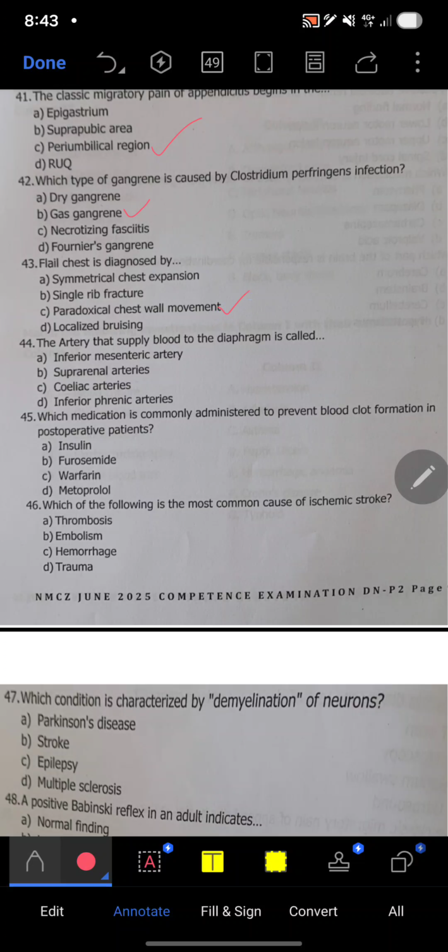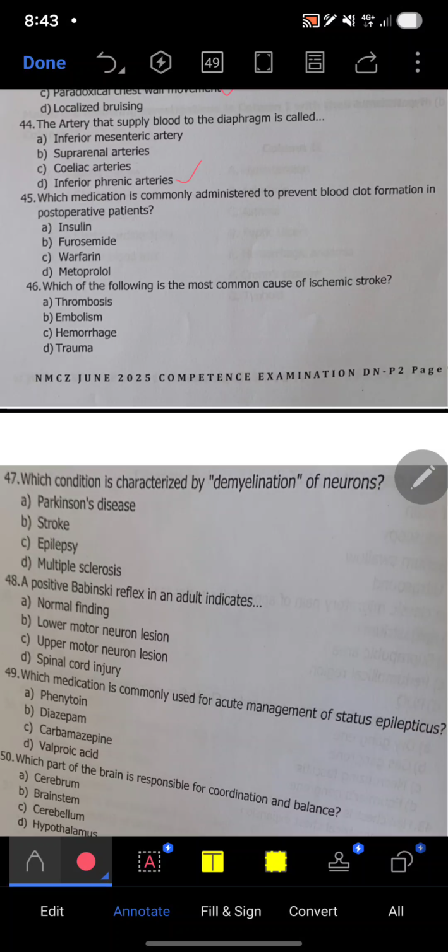44. The artery that supplies blood to the diaphragm is called. The answer is D, which is, of course, inferior phrenic arteries.